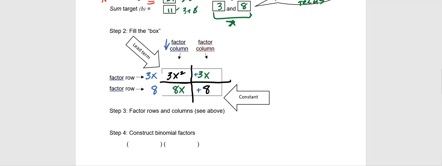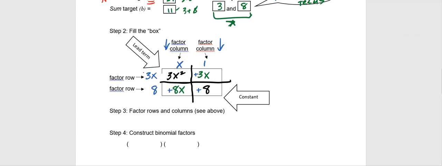Now, if I go down in my two columns and treat these as binomials, 3x squared plus 8x, the greatest common monomial factor is simply x. And in 3x plus 8, you might be looking at that and say there's nothing. 3 and 8 don't share a common factor. There's no common x, but we need to factor something. So when all else fails, 1 is our common factor.